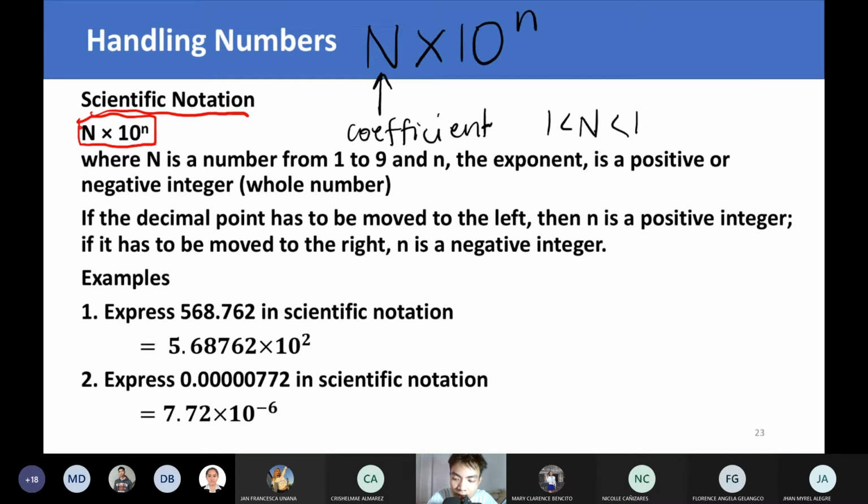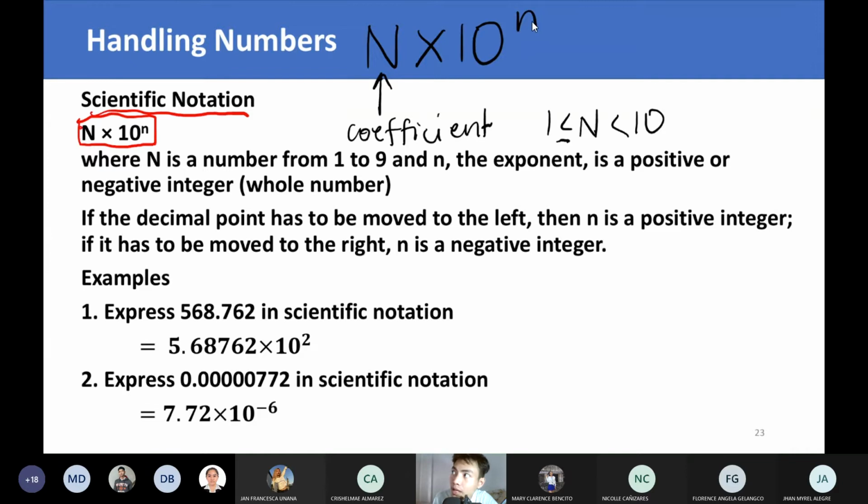It should not be greater than 10. Less than 10 lang. So, ito yung criteria niya. Should start from 1, greater than or equal to 1 yung n, yung coefficient, pero it is always less than 10. Kaya sabi lang dito 1 to 9, pero ito yung actual range niya. Pwedeng from 1 to less than 10. Okay? So, kailangan pasok yun doon. Kasi kapag hindi, you have to move the decimal point again. Okay? So, that's the coefficient. It only has values ranging dito sa numbers na to.